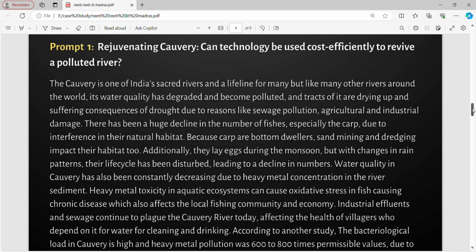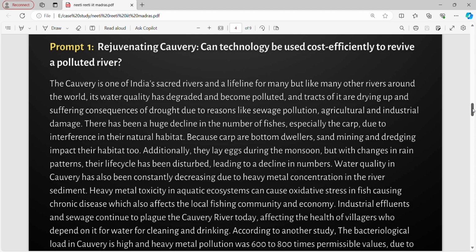So the first prompt, rejuvenating Kaveri. Can technology be used cost efficiently to revive a polluted river? The Kaveri is one of India's sacred rivers and a lifeline for many, but like many other rivers around the world, its water quality has degraded and become polluted, and tracts of it are drying up and suffering consequences of drought due to reasons like sewage pollution, agricultural and industrial damage.